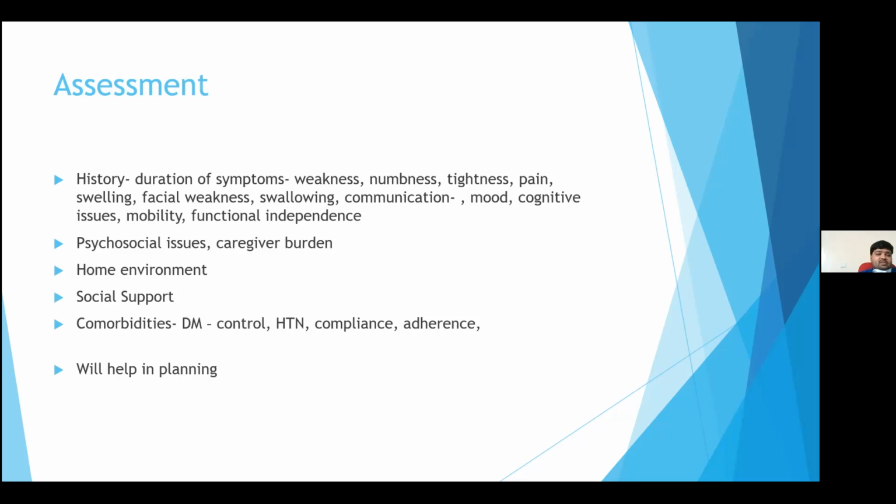And similarly, the accessibility of the home environment, what is the social support, and importantly, how the diabetes and these comorbidities are controlled. When you have poor control of these comorbidities, such as a higher HbA1c in stroke patients, it is associated with poorer functional outcome. So you need to see whether they are adherent to the medical treatments, how is the diabetes controlled. That will have an impact on the functional performance as well.